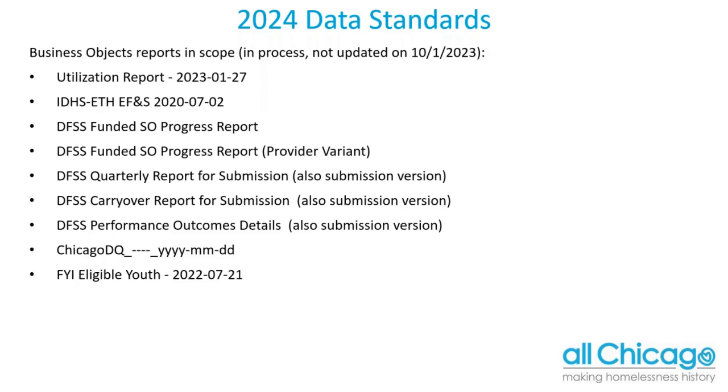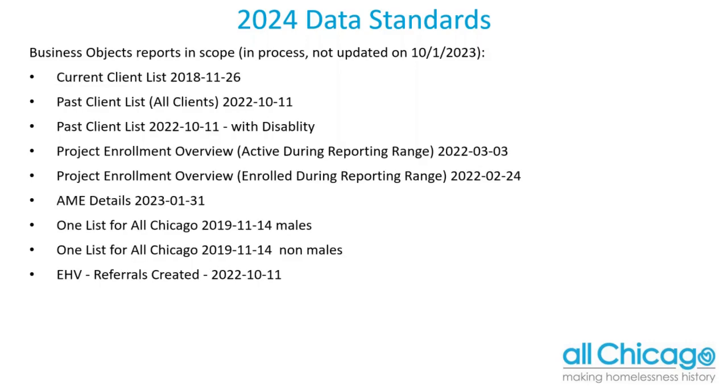In terms of Business Objects reports that we've identified that need to be updated to conform with the 2024 data standards: the utilization report, the IDHS, ETH, EFNS report, almost all the DFSS reports, the data quality report, FYI eligible youth, current client list, past client list, clients with disability, project enrollment overview, AME details, a couple of one list reports, and the EHV referrals created report.